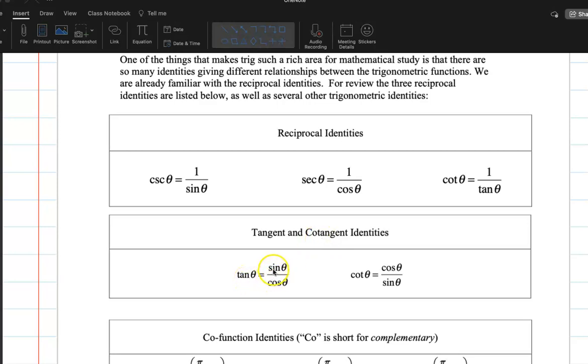Tangent and cotangent identities. Tangent theta is sin theta over cos theta, and cotangent theta is cos theta over sin theta. Reciprocal is the correct word.